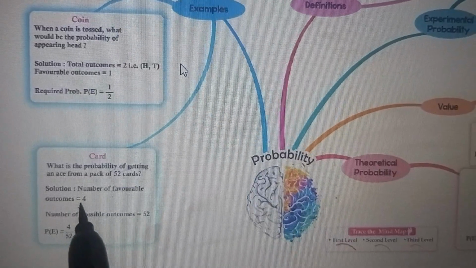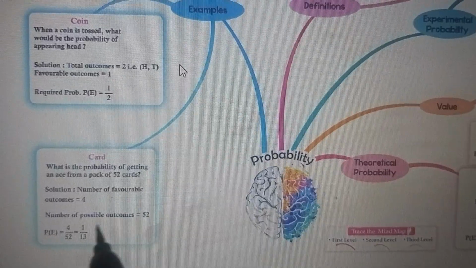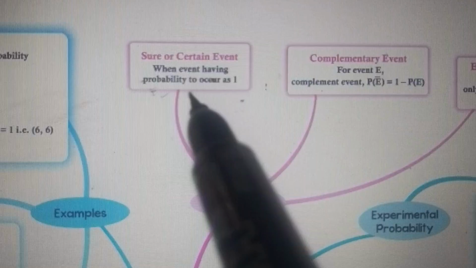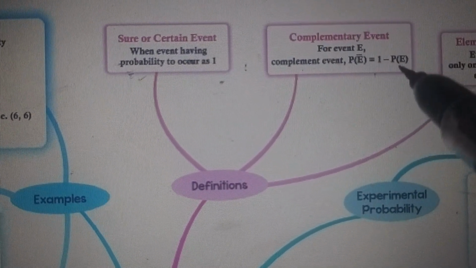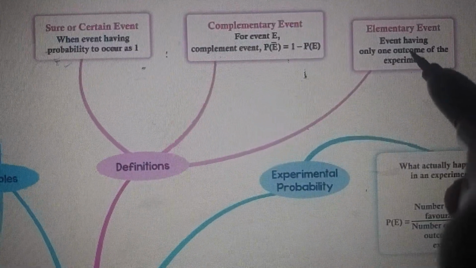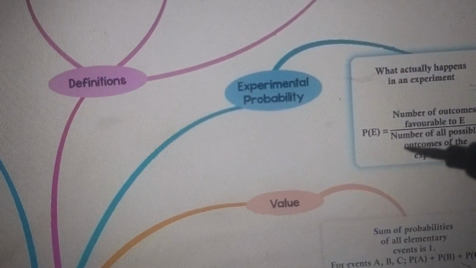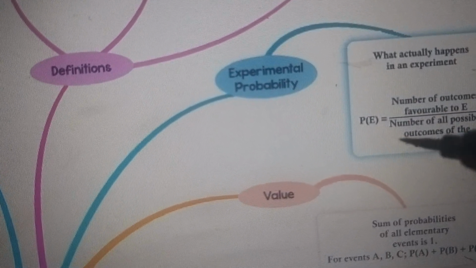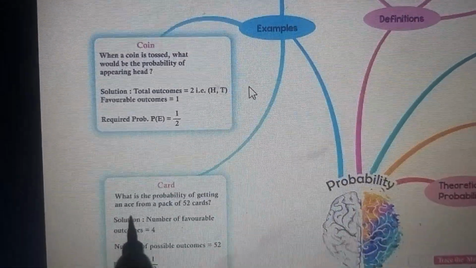The number of favorable outcomes is 4, and the number of possible outcomes is 52. Then 4 by 52 is 1 by 13. A certain event is an event having probability 1 to occur; the complementary event is 1 minus p, written E bar. An elementary event has only one outcome of the experiment. P of E is the number of outcomes favorable to E by the number of all possible outcomes of the experiment. I have shown these two problems here.